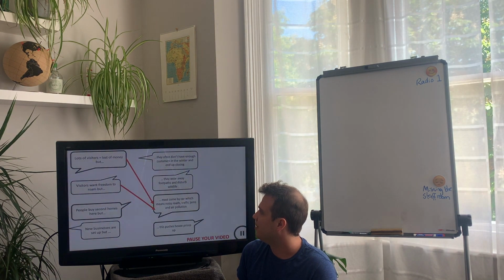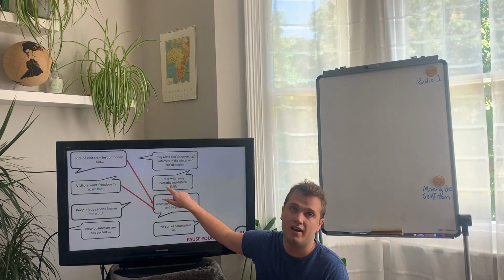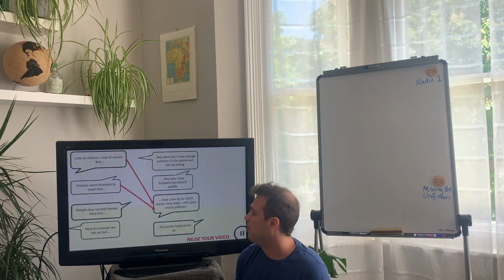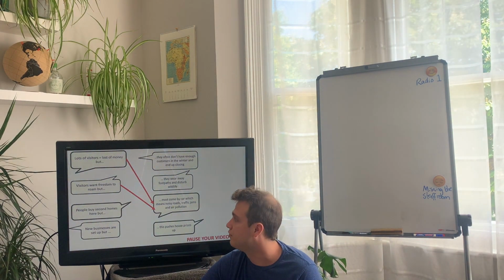What have I done? Sorry, that arrow should have gone there. I should have checked that. Visitors want freedom to roam, but they wear away the footpaths and they disturb wildlife.